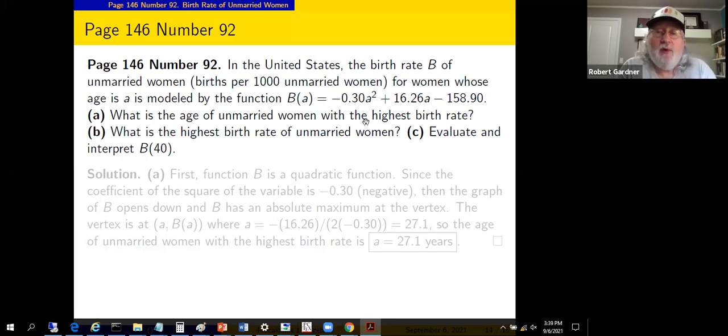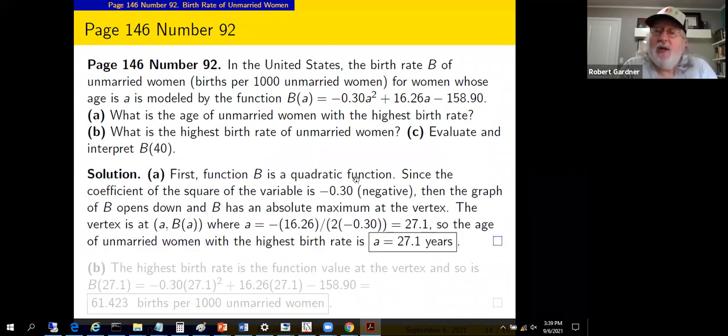So that's how we'll find the A that gives the highest birth rate. The value of the function will give that highest birth rate. What we're doing is we're finding in part A, if you will, the x-coordinate of the vertex, and in part B, we're finding the y-coordinate of the vertex. And then in part C, we're just dealing with a function in terms of what it represents.